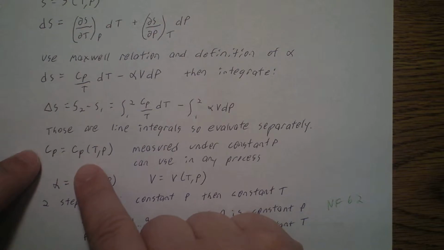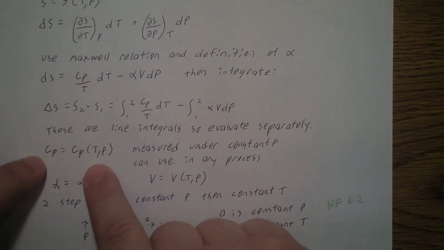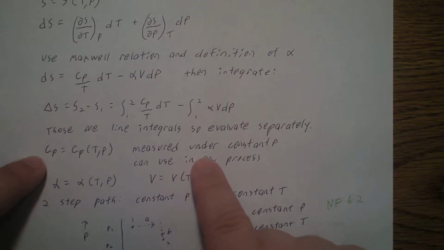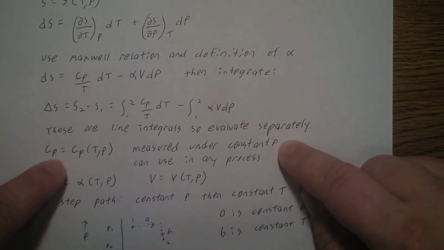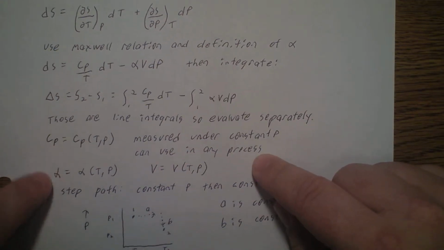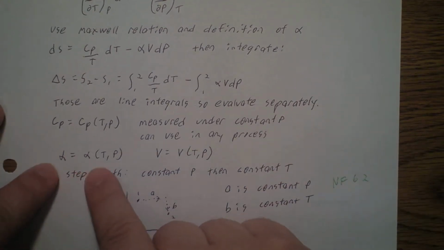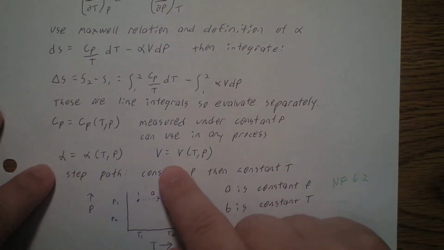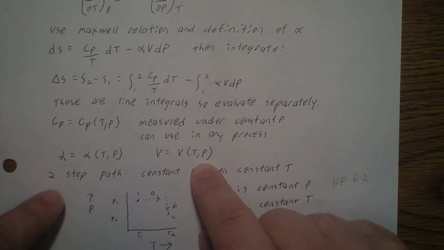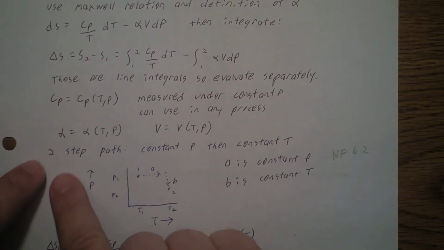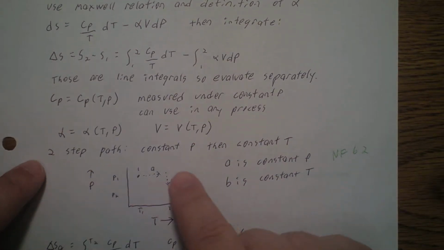So the heat capacity at constant pressure we're going to say is a function of temperature and pressure. This is measured under constant pressure, obviously, but we can use it in any process. We're going to say alpha is a function of temperature and pressure, and volume is a function of temperature and pressure. So let's say we have a two-step path.